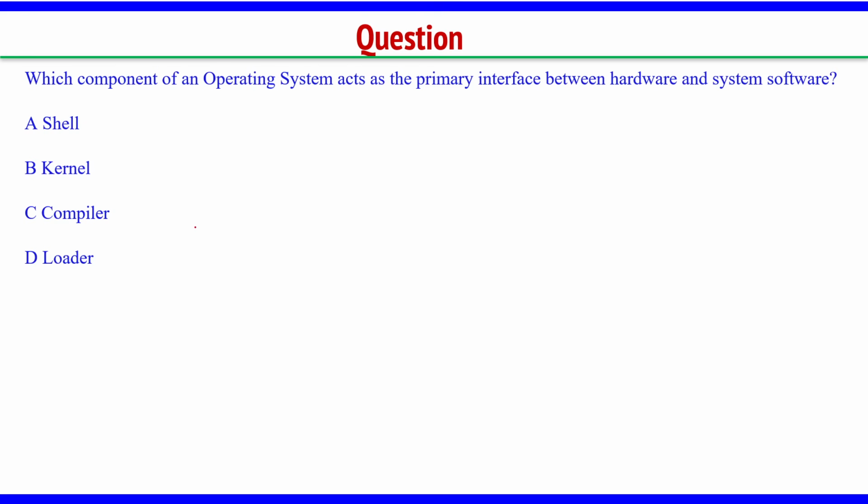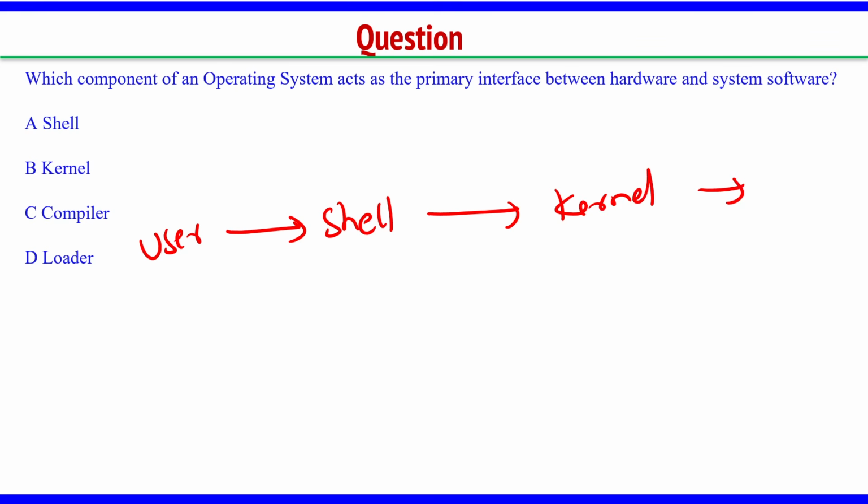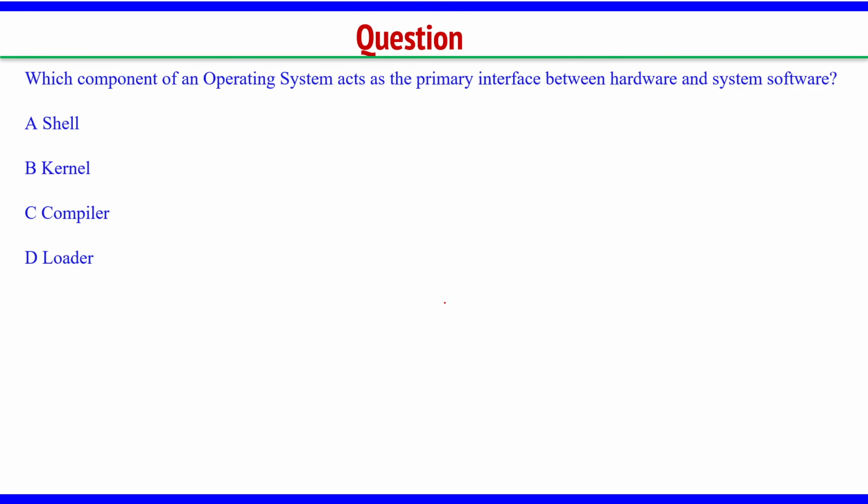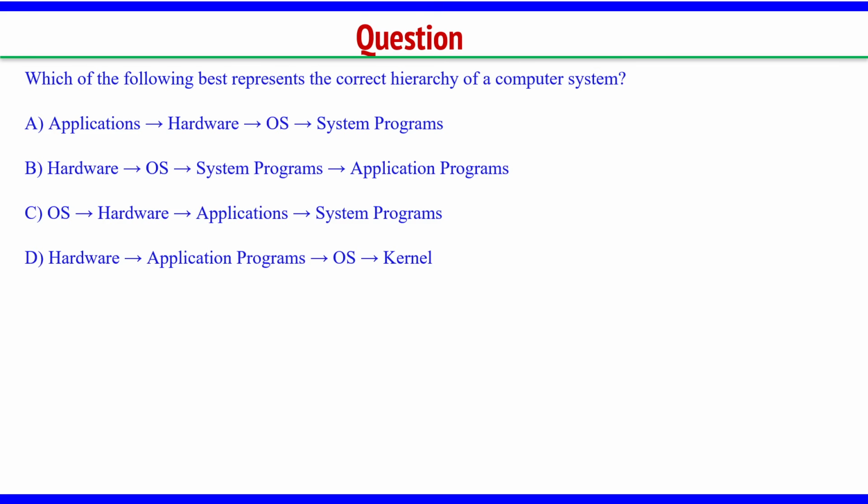I will repeat the solution here. Between users and the system there is the shell, and here we have the kernel. The kernel talks to the hardware. So the primary interface between hardware and the system is your kernel, which is also the heart or core component of the operating system. Remember this. That's why I said you may read in detail about shell and kernel from some internet source.